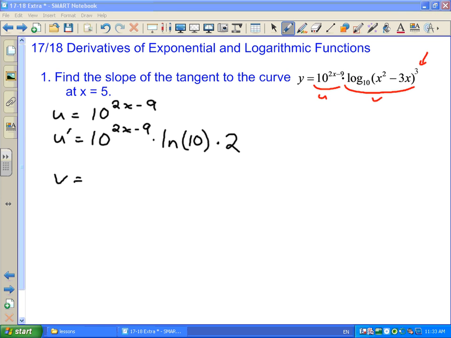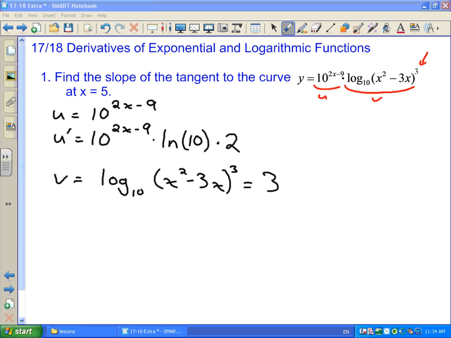Now v is log to the base 10 of x squared minus 3x, and that whole thing is cubed. We've got a log function, and then inside the log function we've got something cubed, and then inside that cubed we've got x squared minus 3x. So we could use chain rule twice here, or we could use a little trick involving the laws of logarithms. How could I simplify this using logarithm laws? What can I do with that exponent that I've thrown up there? Yeah, I can put it out front.